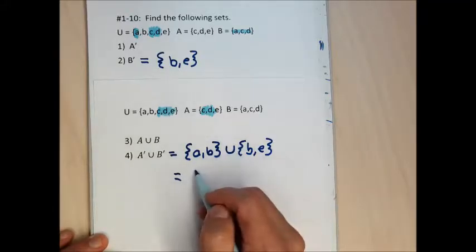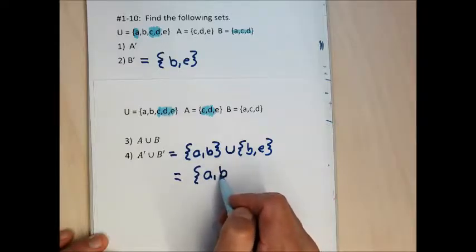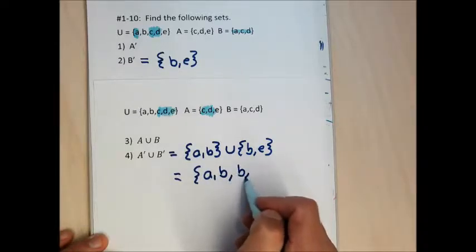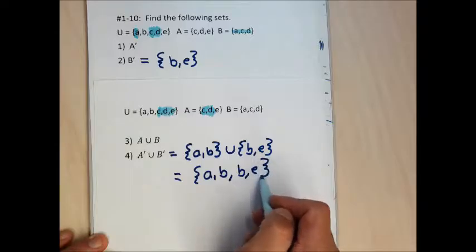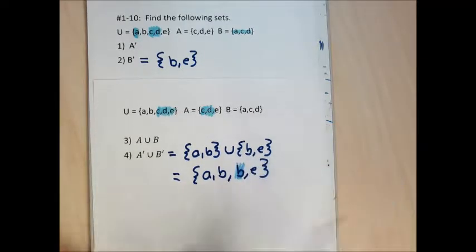A complement union B complement is going to be the set that has the two letters from the first set, followed by the two letters from the second set, and then I delete any extras. I don't need to have two B's in my answer.